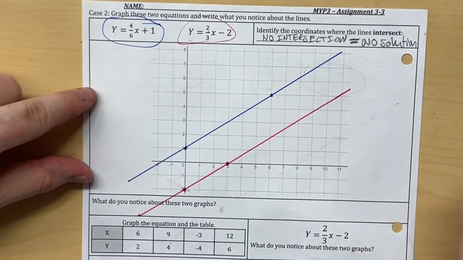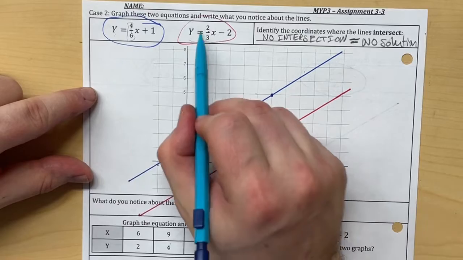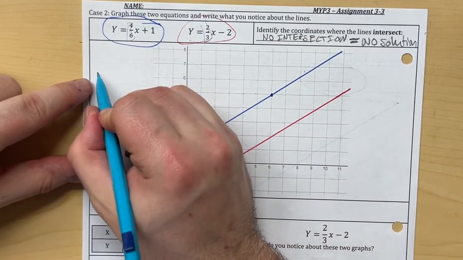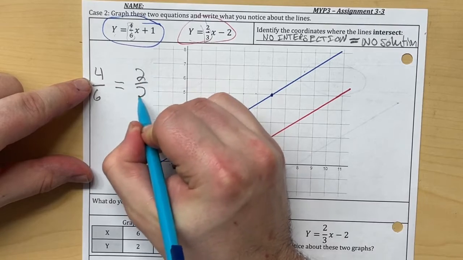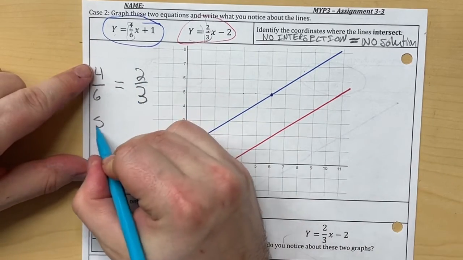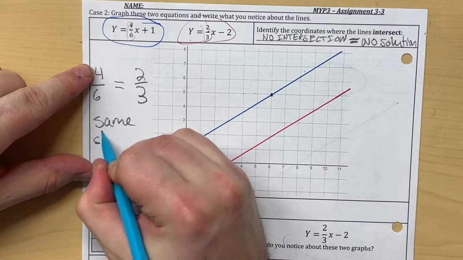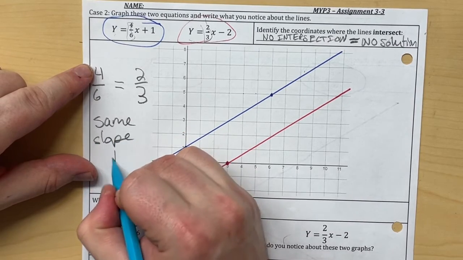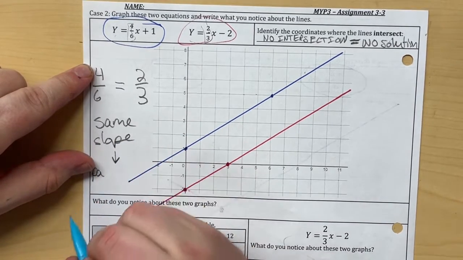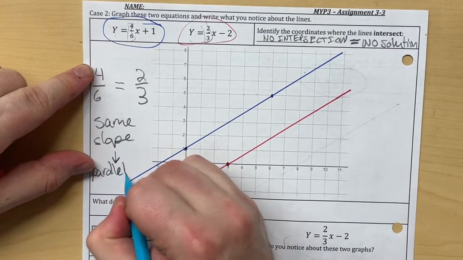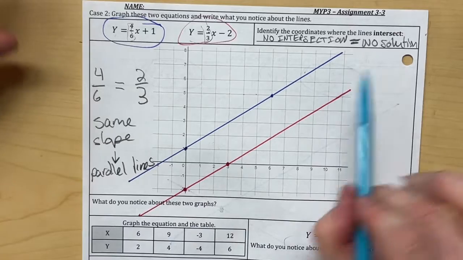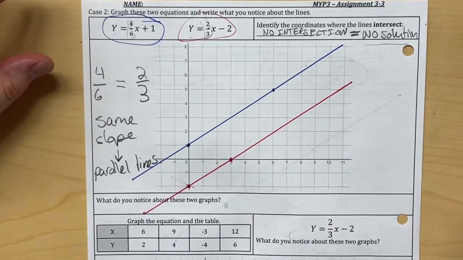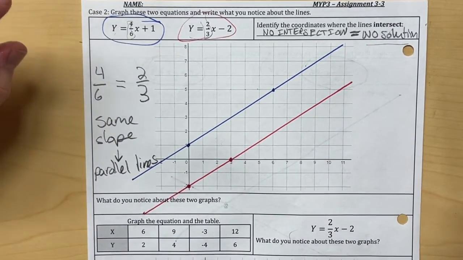So what else do we notice? Hey, I have these two slopes. So I have 4/6, which is equal to 2/3. So same slope means that it's going to be a parallel line. So parallel lines. So that means there's not going to be any solution to these equations for those two linear functions.